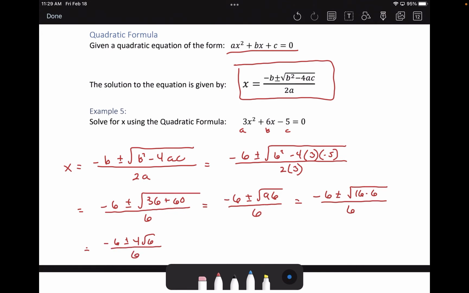And now look to see if these three numbers have anything in common. They have a factor of 2 in common, so we can factor out a 2, leaving us with negative 3 plus or minus 2 square roots of 6 all over 3.